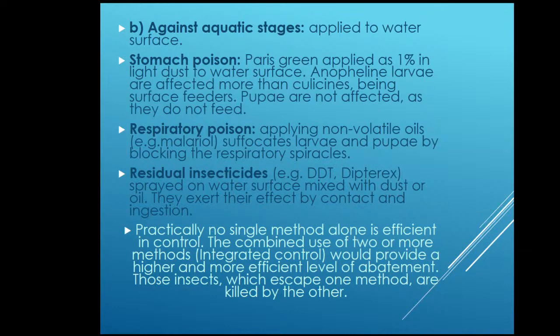Practically, any one method alone is not efficient for mosquito control. Very often, for successful killing of mosquitoes, we should use two or more methods which provide an efficient level of killing at different stages. And you should remember, with time, the adults of mosquitoes and their pupae and larvae become resistant to different chemical substances. So, for decreasing the number of mosquitoes, we should use two or three methods of control.